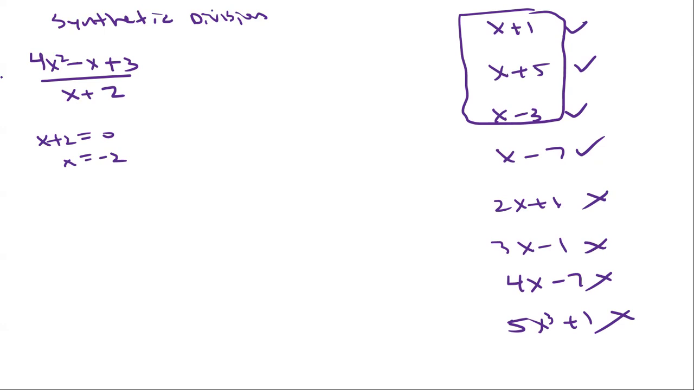Let's go through it. So what I do here is I need to write down the coefficients of each term. So 4, negative 1, and 3. Okay. And then I'm going to be divided by x plus 2. So I have to write the opposite of that, which is minus 2 here. Okay.